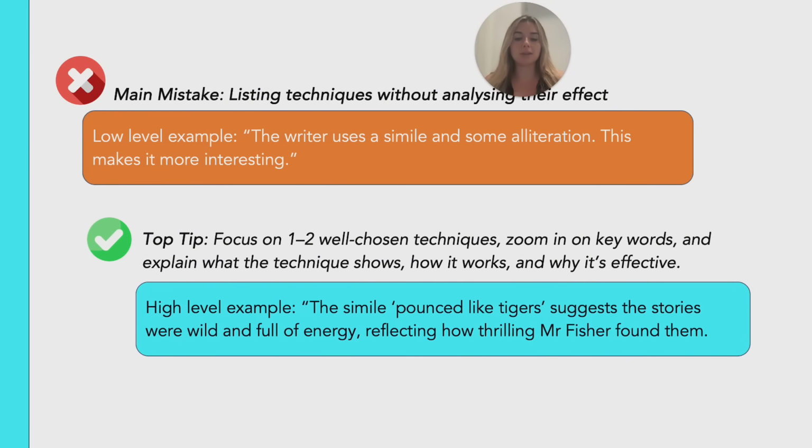Okay, let's look at a high-level example. So the simile "pounce like tigers" suggests the stories were wild and full of energy, reflecting how thrilling Mr. Fisher found them. So you can see there, what I've actually done is I've linked it to how the stories were wild and full of energy, because that is the effect of the simile. I'm saying because the simile says "pounce like tigers", and tigers are obviously full of energy, and it says the word pounce, then I've explained how the stories were wild and full of energy. Then I've given my explanation. Then I've even extended it to how that links to the character. So you can see I haven't just spotted the technique, I've said how it links and how it adds to my understanding that they were wild and full of energy, and then linked it back to the character.